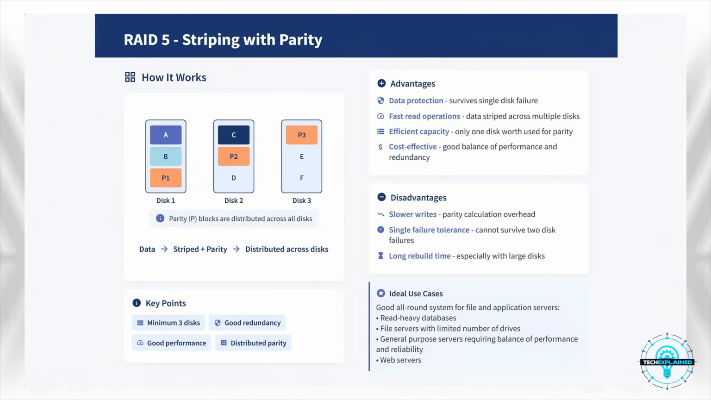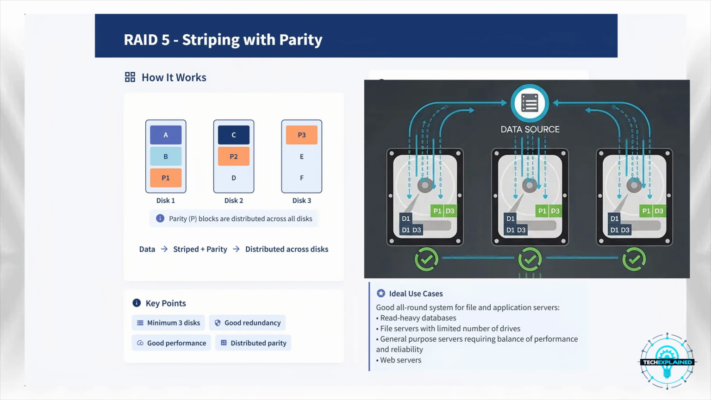RAID 5 combines striping with parity and requires at least 3 drives. Data is striped across all drives in the array, and parity information is distributed across all drives as well. The parity information is calculated using the data blocks in each stripe. If a drive fails, the system can use the remaining data blocks and the parity information to reconstruct the lost data. By distributing the parity across all drives, RAID 5 avoids the performance bottleneck that would occur if parity were stored on a dedicated drive.